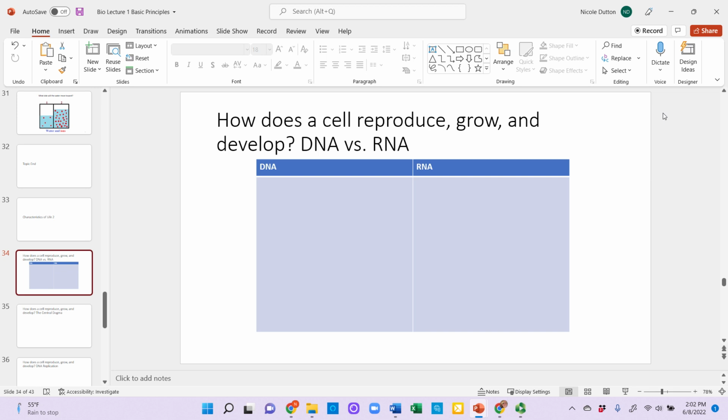I'm sure everyone has heard of DNA before. Maybe you've heard of RNA before too, so we're just going to write some characteristics of each one of these down. So DNA stands for deoxyribonucleic acid. Deoxy, which means it's missing an oxygen, ribonucleic acid, while RNA is just ribonucleic acid.